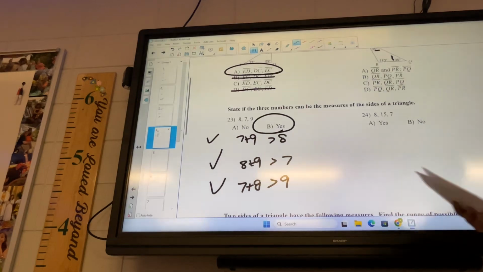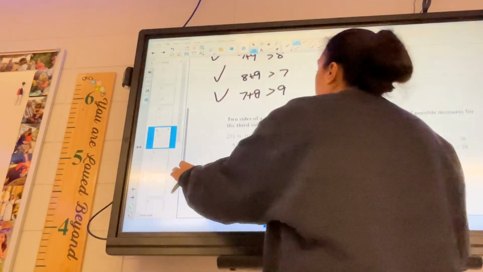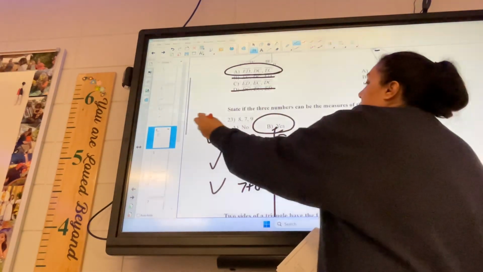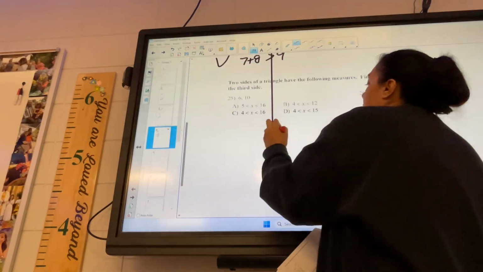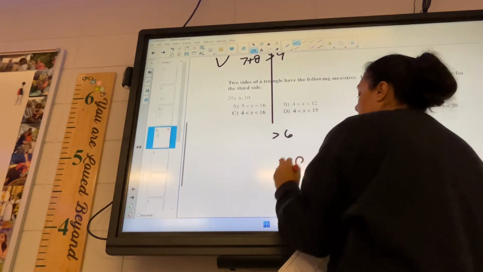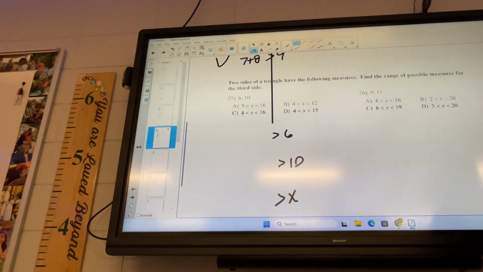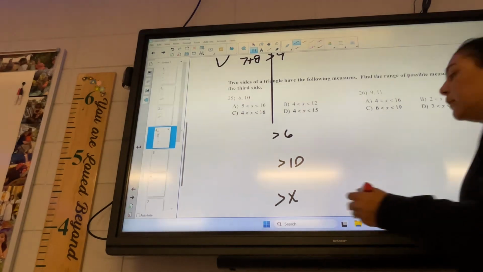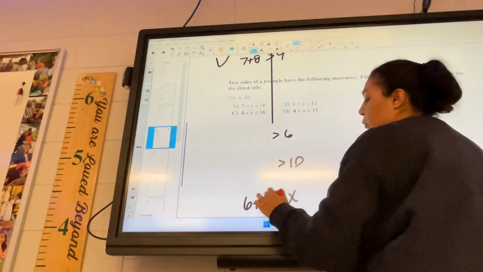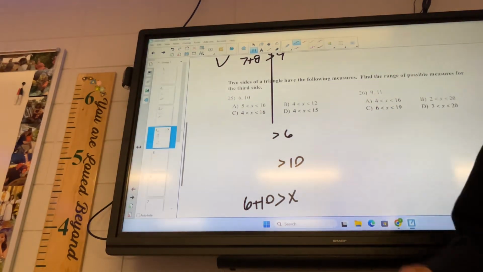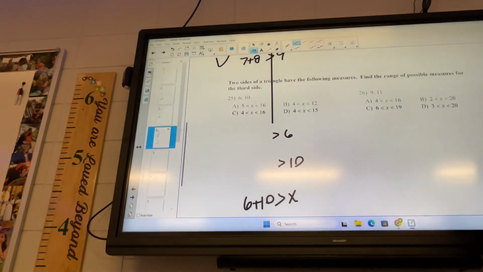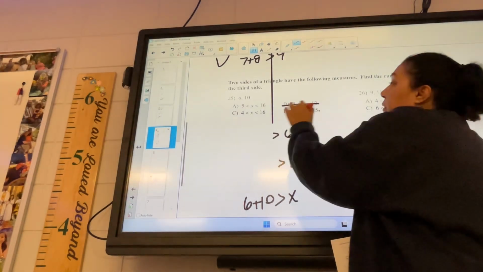25. We're gonna say greater than 6, greater than 10, greater than x. What is the easiest of the three to do? The last, the bottom one, okay? We know there's gonna be 6 plus 10, which is what? 16. So look at your answer options. What could you eliminate? We know that one of them has to have a 16. Yeah, I can eliminate these two, okay?